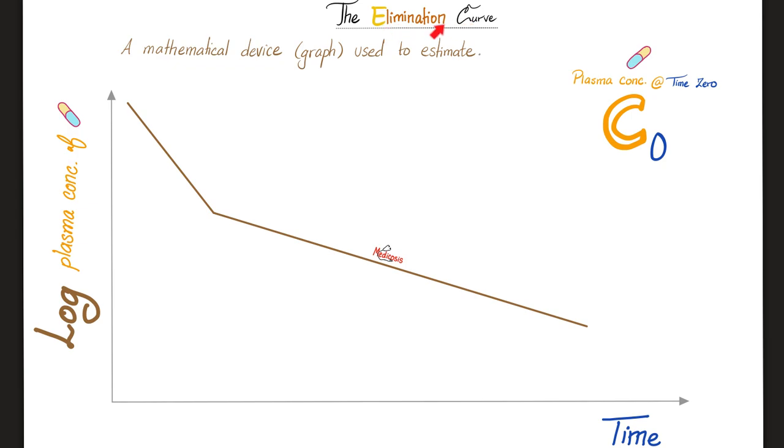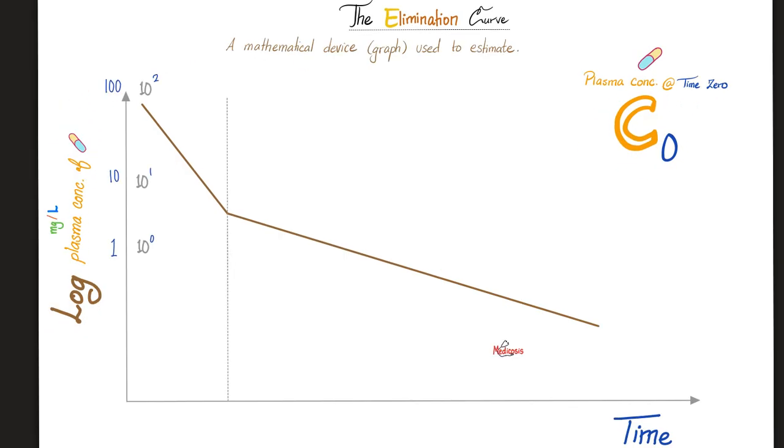There's the elimination graph or the elimination curve for you, with time on the x-axis and the log of the plasma concentration of the drug on the y-axis, where the flip is C0. Just hold your horses. Let me just ask you a question. 10 power 0 is what? 1. 10 to the power of 1 equals 10. 10 to the power of 2 equals 100. Okay, so when you look at this y-axis, it's gonna look weird. It jumps from 1 to 10 to 100. So don't be shocked. That's the point of a log.